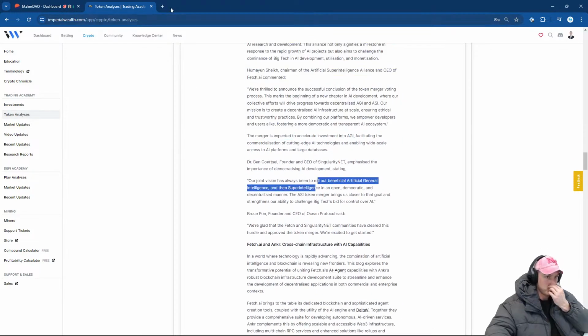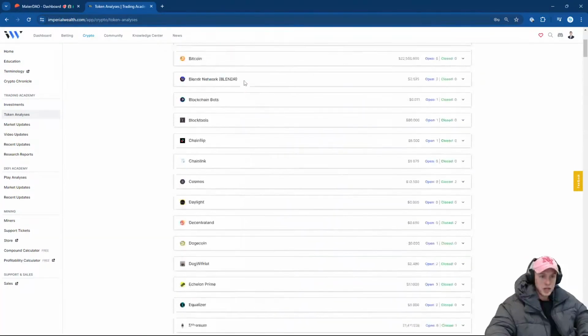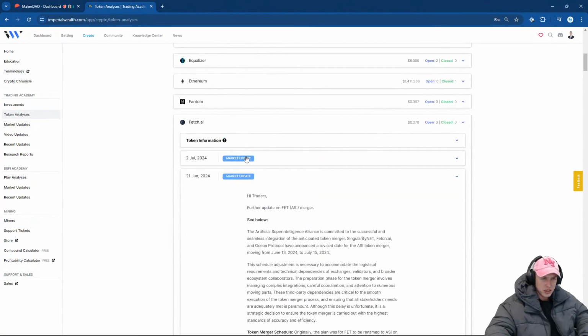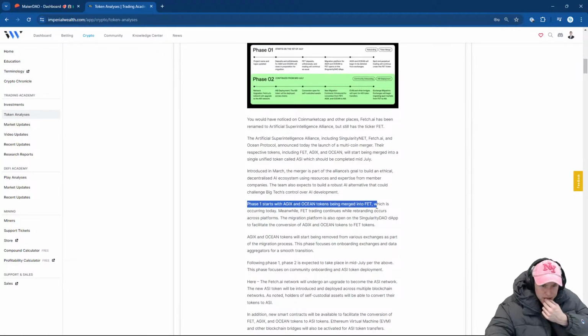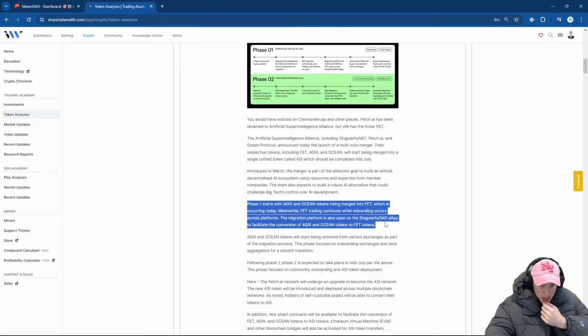I'm not 100% sure. I do feel like in today's update, I may have phased on doing the merger to FET, which is currently ML FET, trading continues. The migration platform was also open to the Singularity DApp. So I guess one way is going to the Singularity DAO DApp, and this facilitates the conversion of AGIX and Ocean tokens to FET tokens. So I suggest that's what you should do, is go to the Singularity DAO app and do it that way. If not, it should automatically be done if you're holding them on centralized exchanges. So hopefully that happens.